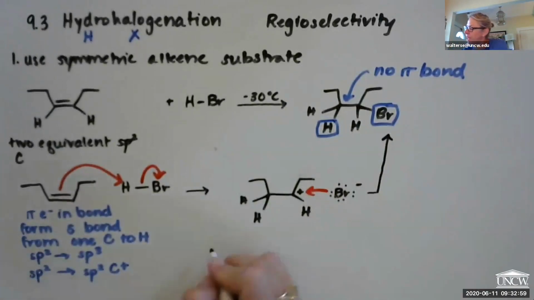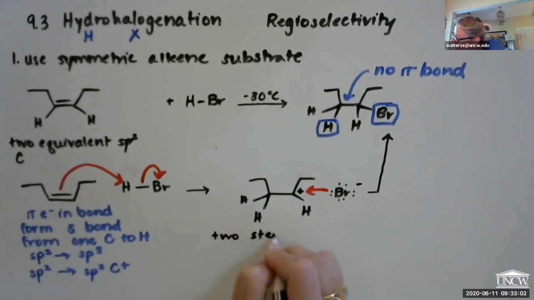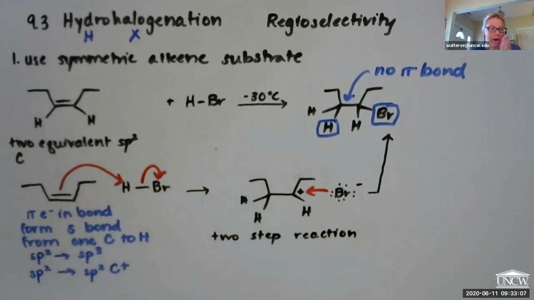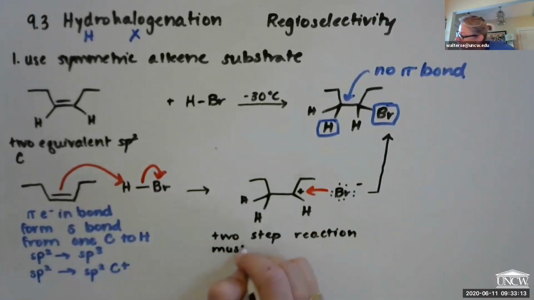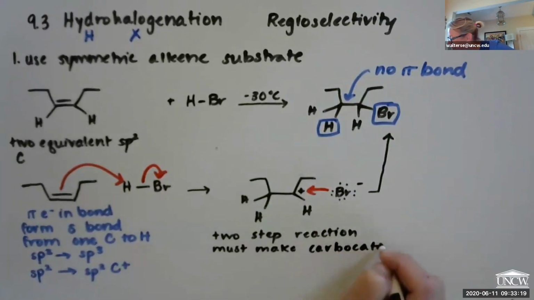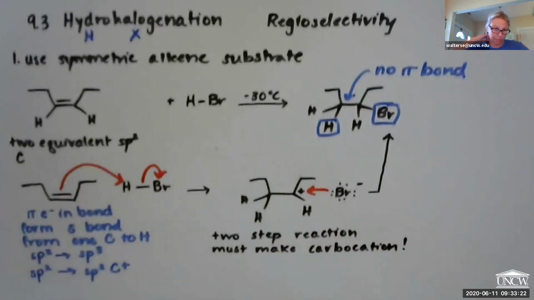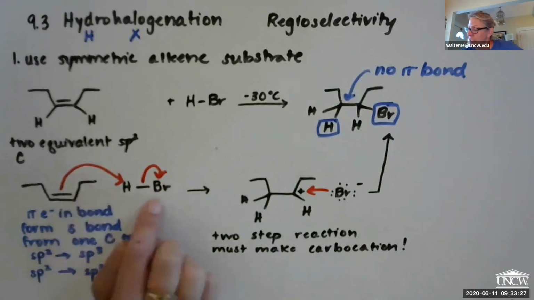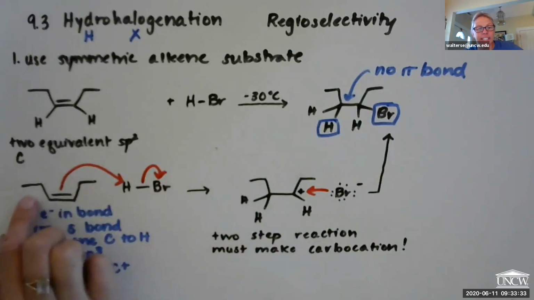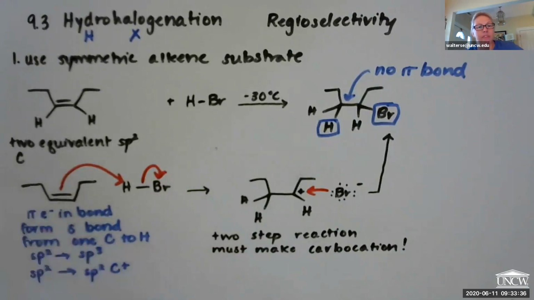So this is a two-step reaction that requires you to form a carbocation. And that's very important. You must make a carbocation. This first step, where you put the carbocation, as long as this is symmetric, won't matter. But if you use an asymmetric alkene substrate, it will matter.